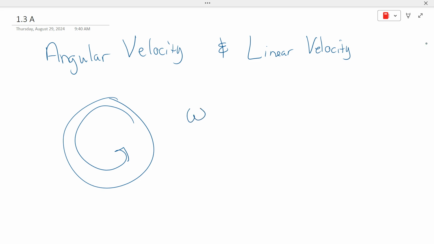So angular velocity is some sort of a W type thing. And it is how far you're traveling around the circle, which is the angle that you're traveling, which is theta divided by the time it takes you to travel that much of an angle. Okay? So that's angular velocity.